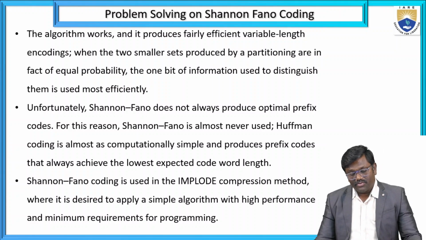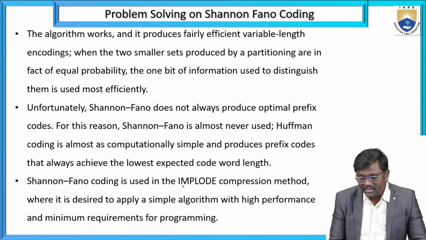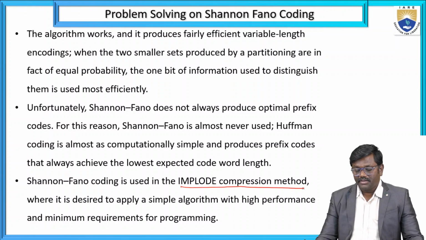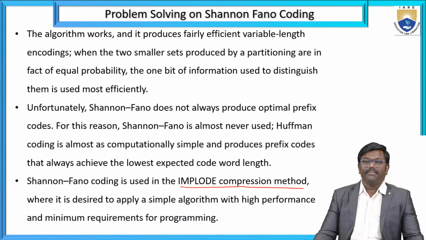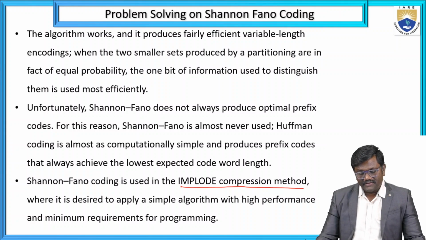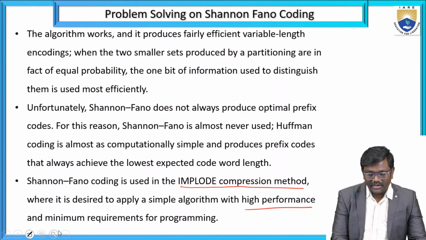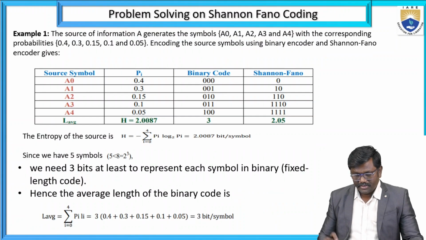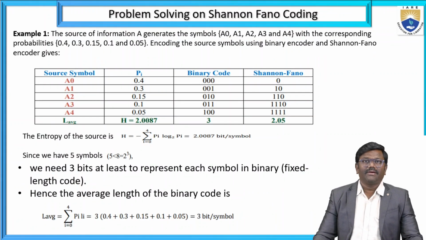Shannon Fano coding is used in the implode compression method, where it is designed to apply a simple algorithm with high performance and minimum requirements for programming. So let us take one example.